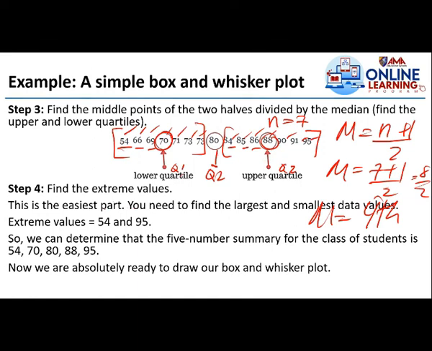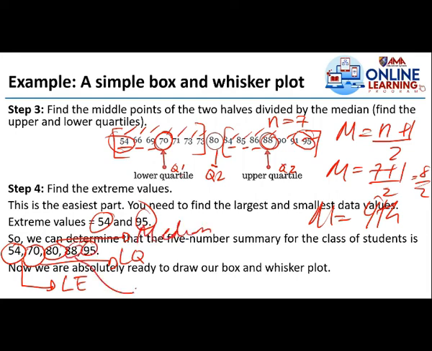Next you need to identify the largest and smallest values, which are 54 and 95. After that, we can plot the box and whisker plot. So this 54 will be the lower extreme. This 70 is the lower quartile. This 80 is the median. This 88 is the upper quartile. And the 95 is the upper extreme.